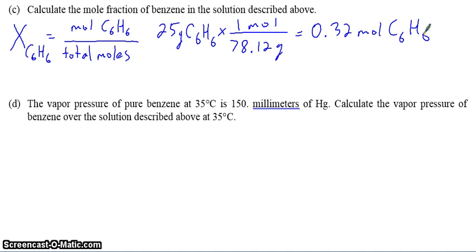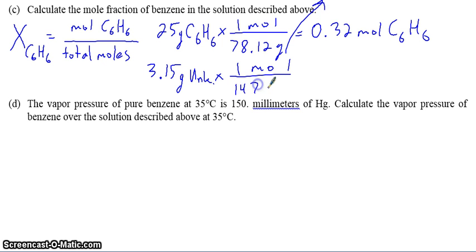We can do the same thing with our unknown. We're not given the formula of the unknown, but we just determined its molar mass. We have 3.15 grams of the unknown. We determined from part B that a mole of our unknown is 147 grams. So we can now find the moles here, which is 0.0214 moles.